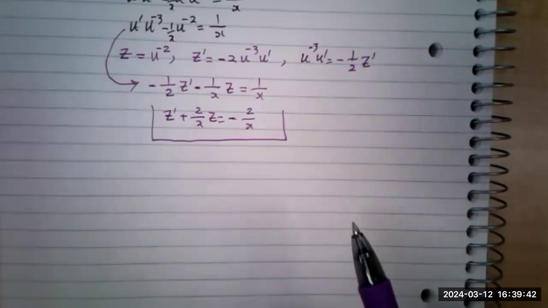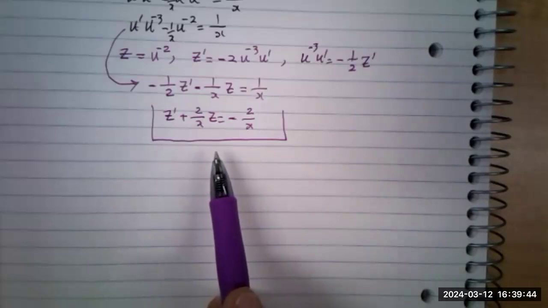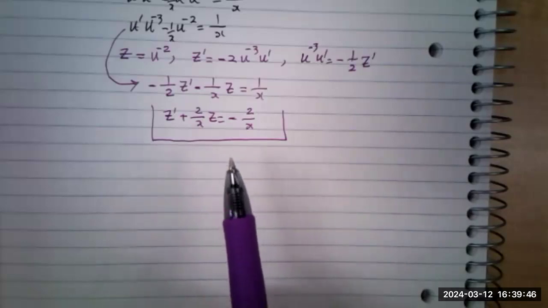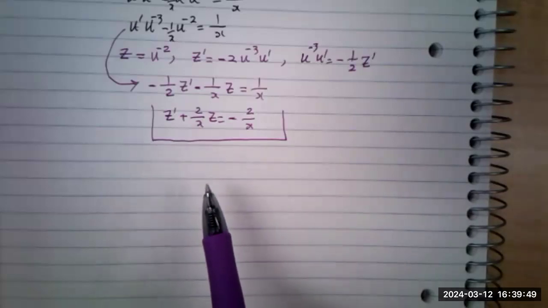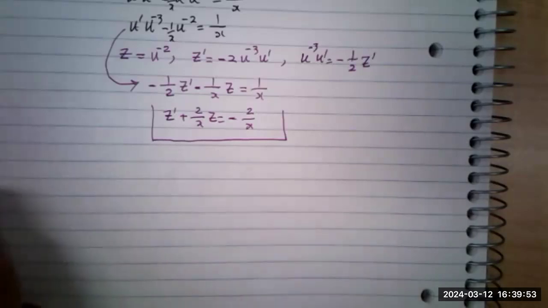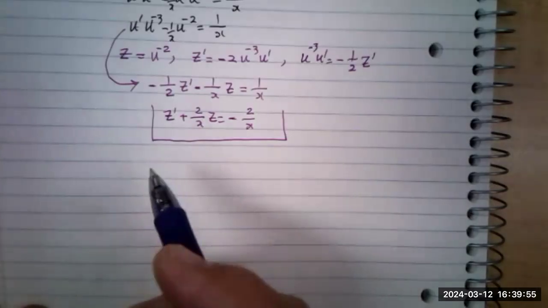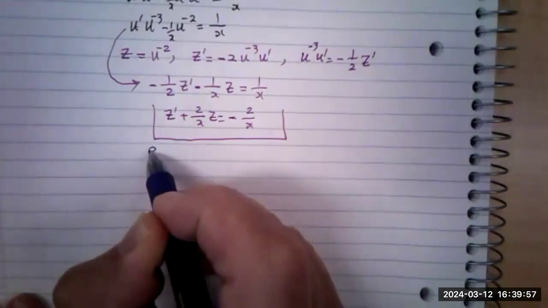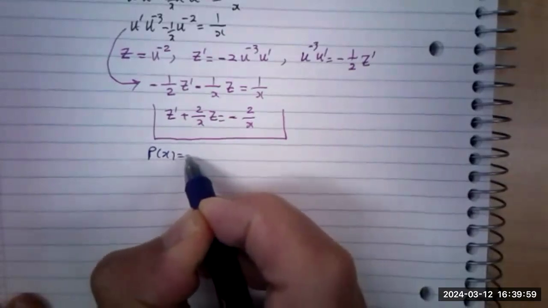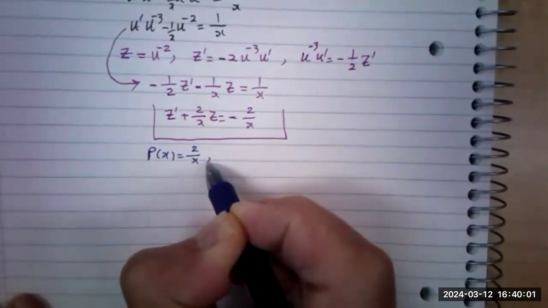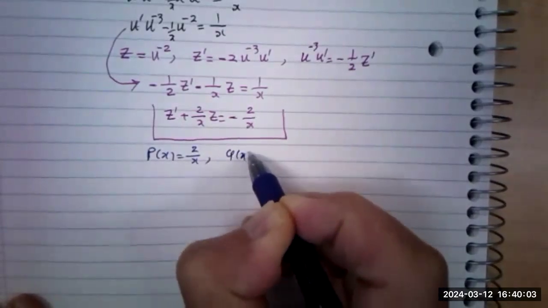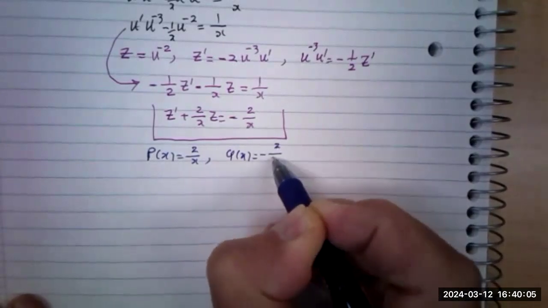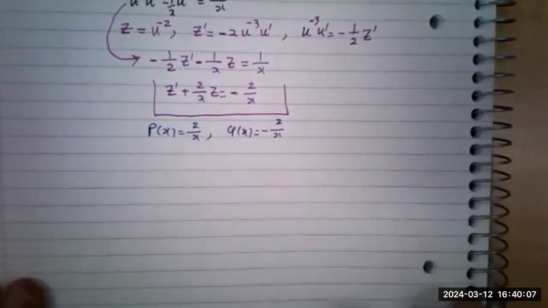Okay, so you stay with this one because now you have z. So let's go with the usual linear equation solution. Remember, you start with the p of x. P of x would be 2 over x, and your q of x would be negative 2 over x. So let's solve it.